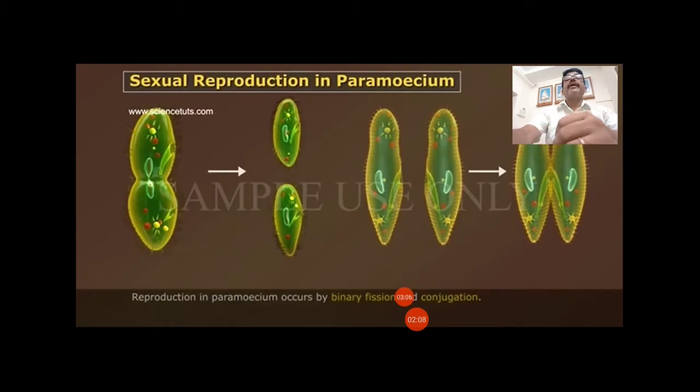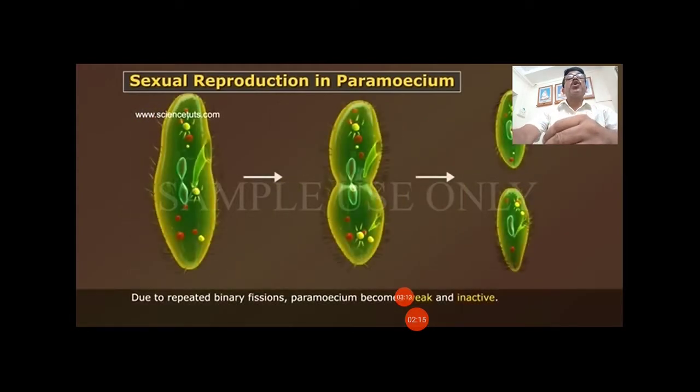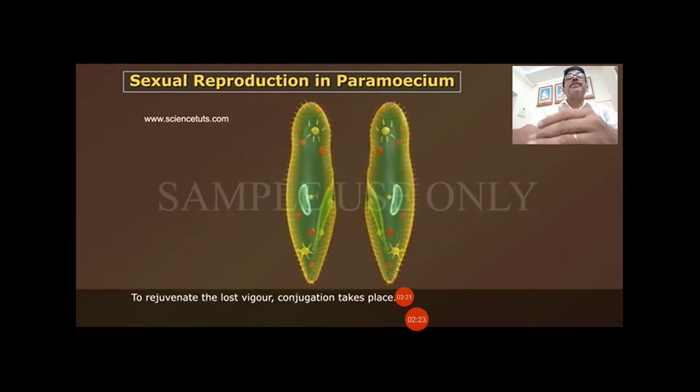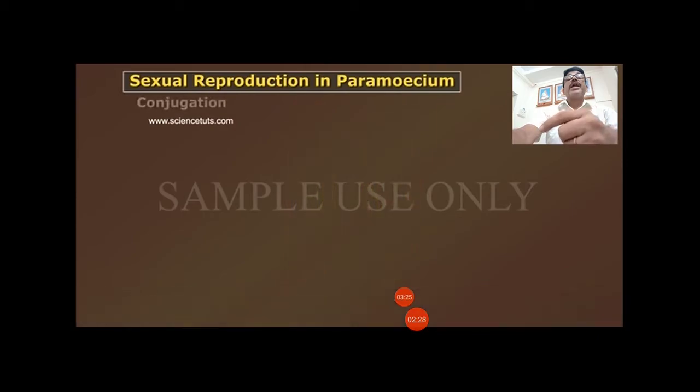Paramoecium reproduction occurs by binary fission and conjugation. Due to repeated binary fission, Paramoecium becomes weak and inactive, with loss of vigor. To resurrect this loss of vigor, conjugation takes place. Conjugation.